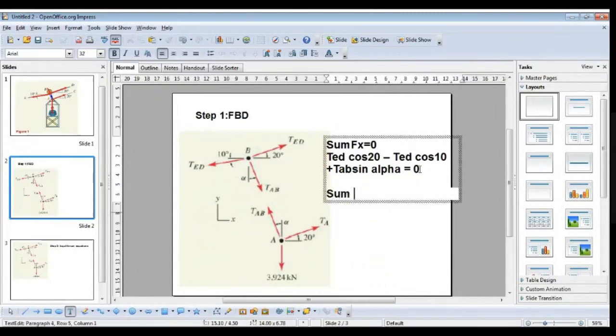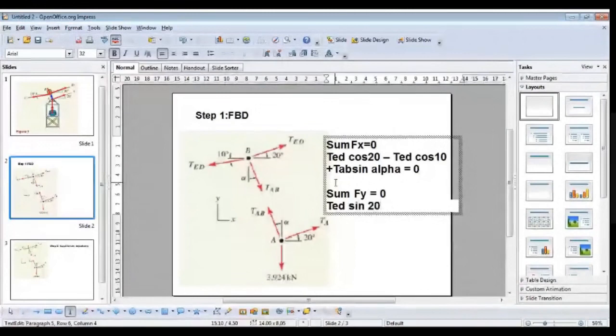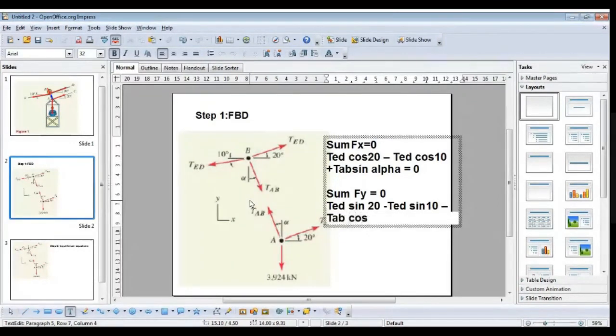Let's write down the sum of the forces in the vertical direction. So sum of Fy equals to zero. The vertical component of TED is acting upwards, so TED sine of 20. Then the vertical component of this TED force is acting downwards, so minus TED sine of 10. The vertical component of TAB is also acting downwards, minus TAB cos of alpha. Then this is equal to zero. So this is the equilibrium equation in the y direction.